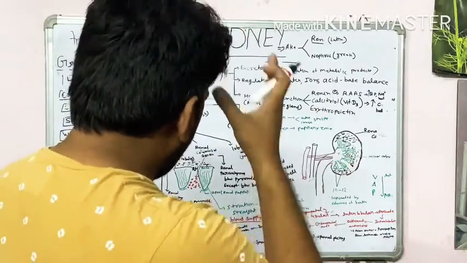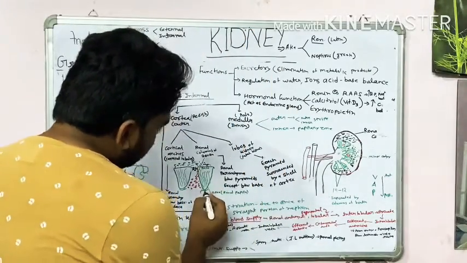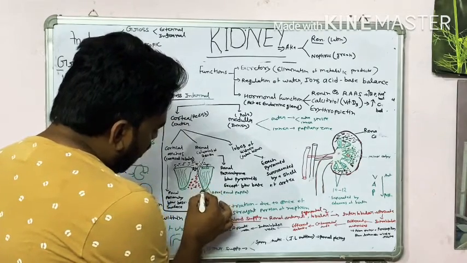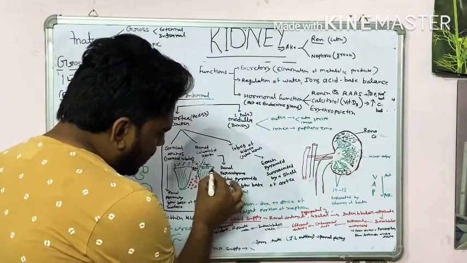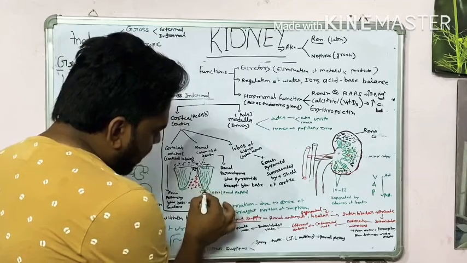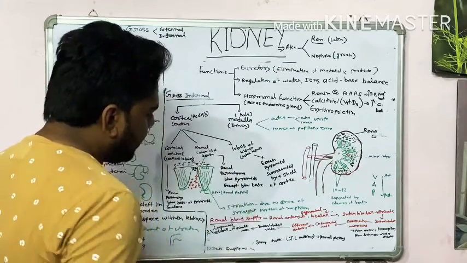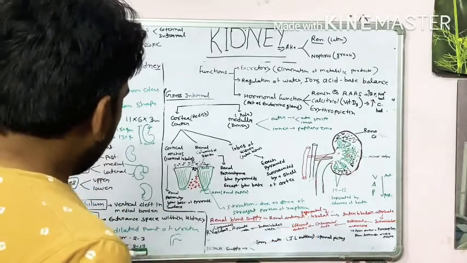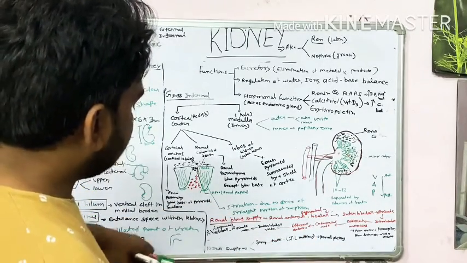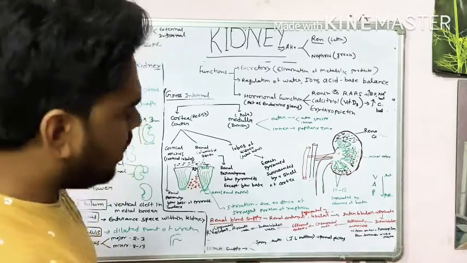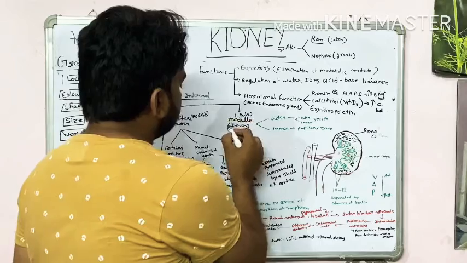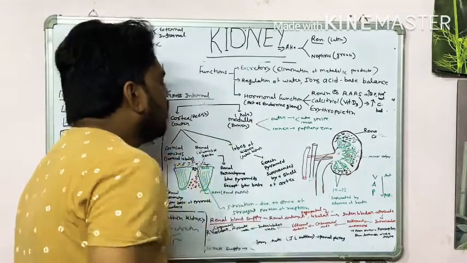Then the renal pyramid has two parts, base and apex. The apex opens in the renal papilla. The renal papilla opens into the minor calyx, then the major calyx, then the renal pelvis, then the ureter and urinary bladder. Then cortex. Cortex is done, and now medulla.